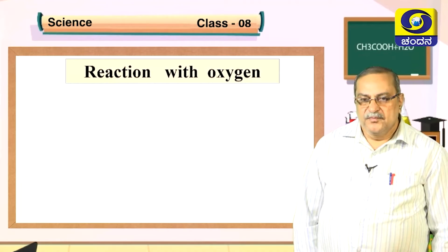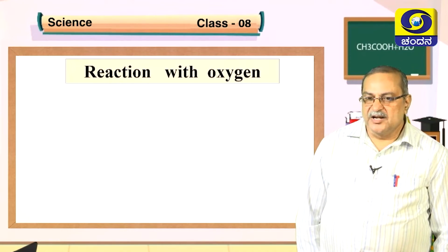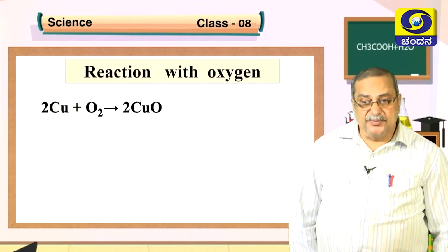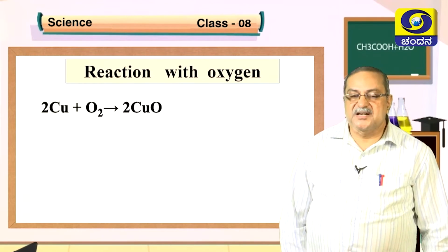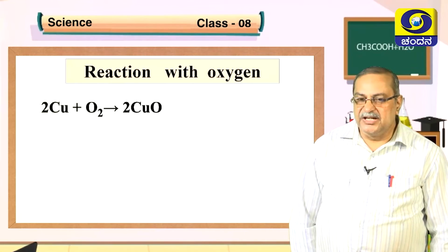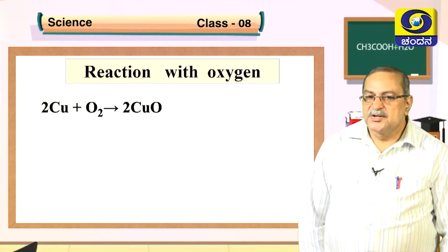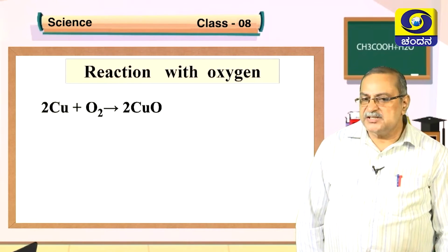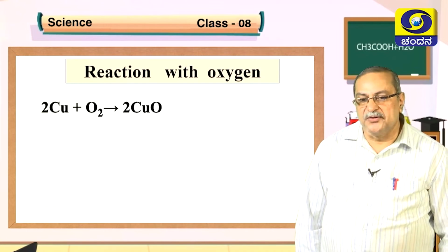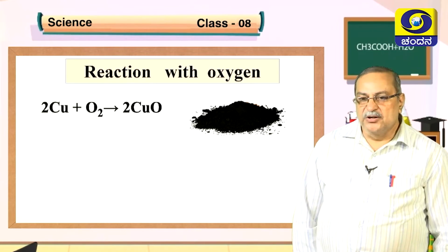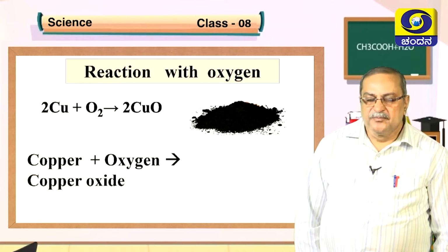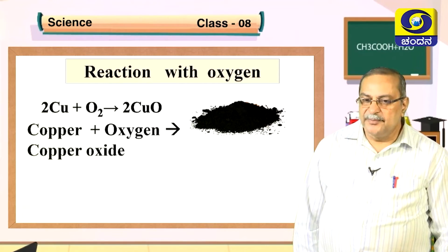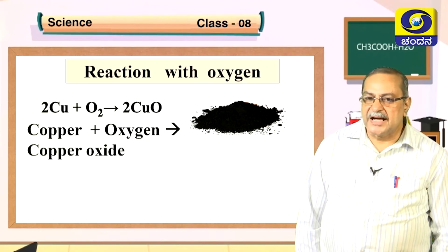Now, reaction with oxygen, with some of the materials we are going to see. Magnesium you have seen. Similarly, some of the metals such as copper, when heated in oxygen, form cupric oxide, CuO. Copper oxide is going to form. The balanced equation is 2Cu plus O2 gives 2CuO. That is the brown powder that is going to be formed here. Similarly, we are going to see metallic oxides also. So here copper plus oxygen gives copper oxide.